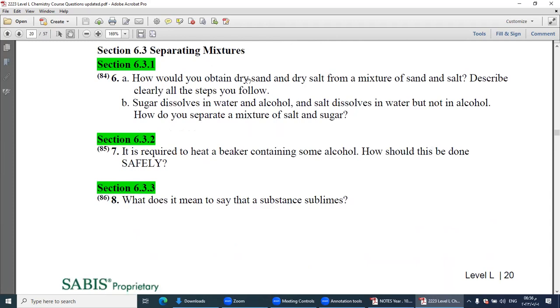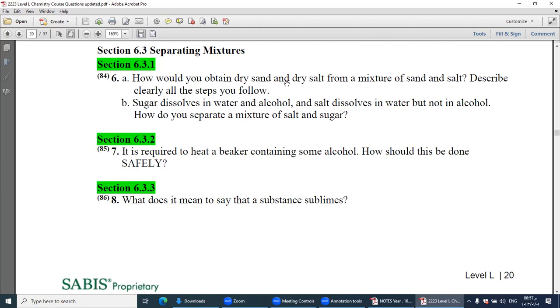See, here: how can you obtain dry sand and dry salt from a mixture of sand and salt? What can I say here? What do I do first? Adding water then stirring. Okay? Adding water and stirring to dissolve the salt. Then by making filtration, to obtain the sand. What will we do here? What do we take? The residue, wash and then dry.